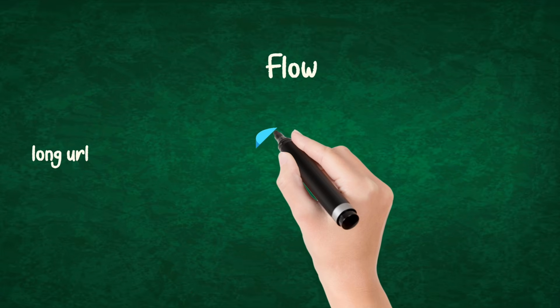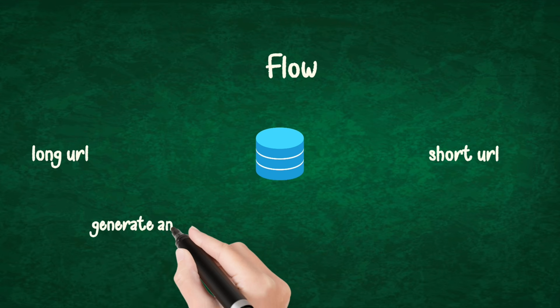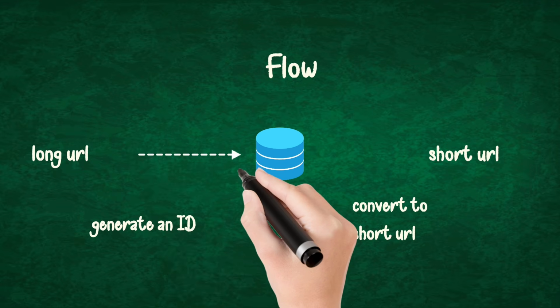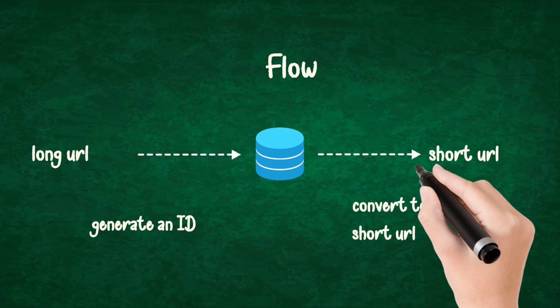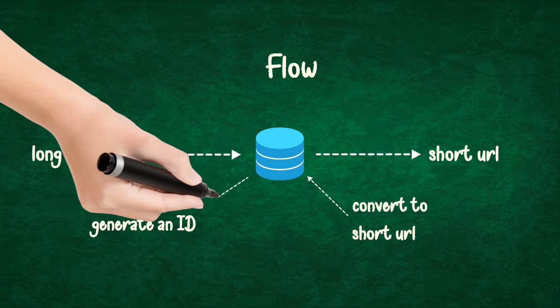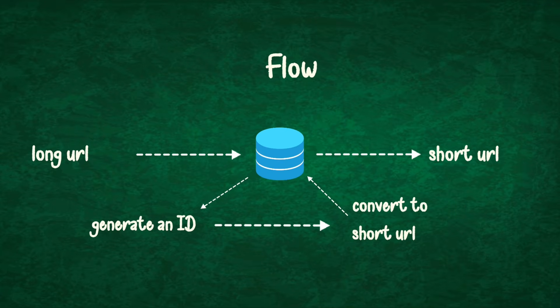Let's look at the flow. So user sends the long URL to a short URL service like bit.ly. That URL gets saved in the database. From the database, the ID is fetched and converted to short URL, and then the short URL is returned to the user.